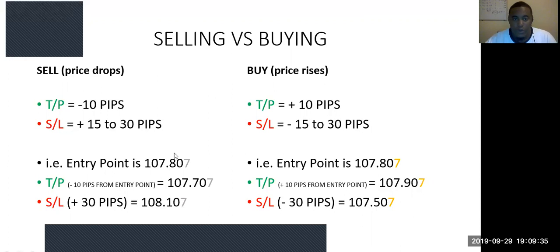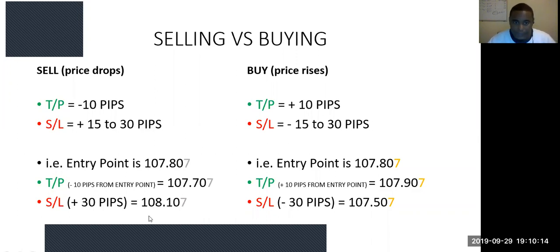So if your entry point was 107.807, you want to always disregard the last number. So in this example of the entry point, we have 107.807. Disregard the 7. 80 minus 10 is 70. So your take profit would be 107.70, and then put the last number back, which is a 7. And if we wanted to add 30 to our stop loss, disregard the 7 again from our entry point. So 80 plus 30 would turn out to be 108.107.